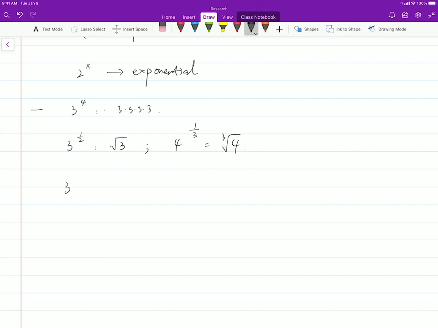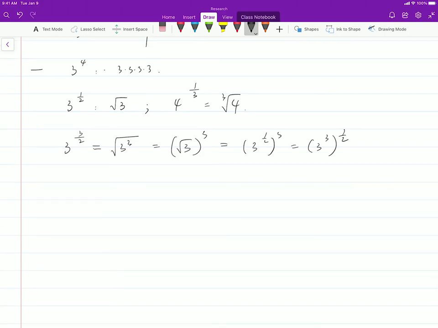Let's go a little bit further. What do you mean by 3 to the 3 halves? Number one, you have a power. Number two, you have a root. So what you can do is you can do the power and then take the root, or you can do the root and then take the power. Doesn't really matter which way you do, because eventually all of them equal 3 to the 1 half to the cube, or 3 to the cube to the 1 half, according to the properties of exponents. So either way, it's working.